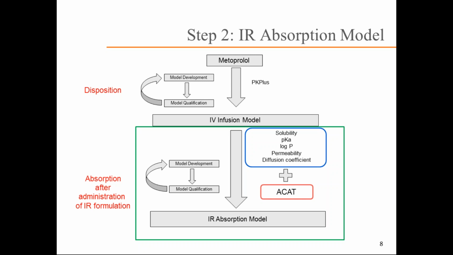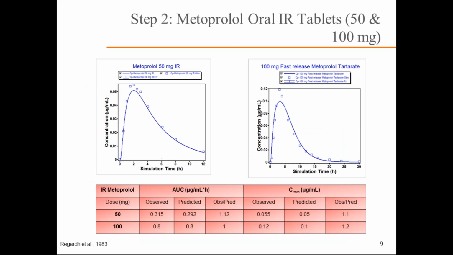In a stepwise fashion, we introduced this complexity and calculated the results. We developed this model with a 50 milligram immediate release formulation, and we found that our Cmax and AUC from the PBPK model prediction are in line with the observed data. Then we validated this model with another dose, 100 milligram immediate release, where we again found good agreement with the observed data.